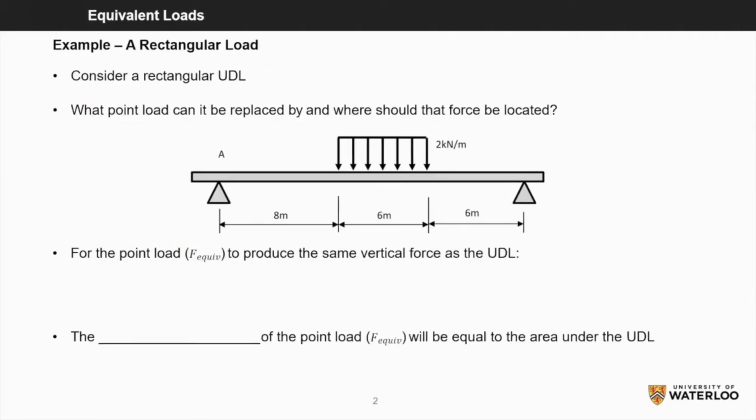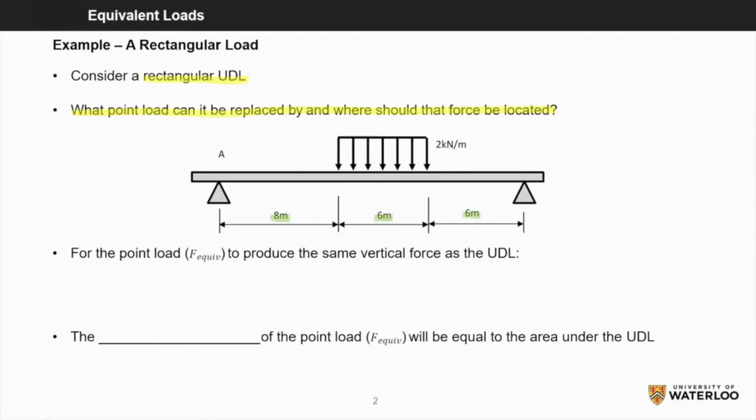We will first look at a rectangular UDL, or uniformly distributed load. Ask yourself, what point load can this be replaced by, and where this force should be located? In the diagram, we are given that the distance from the left support of the beam, labeled as point A, is 8 meters from the left end of the load. We also know that the load is 6 meters in length, and the right end of the load is 6 meters from the right beam support.